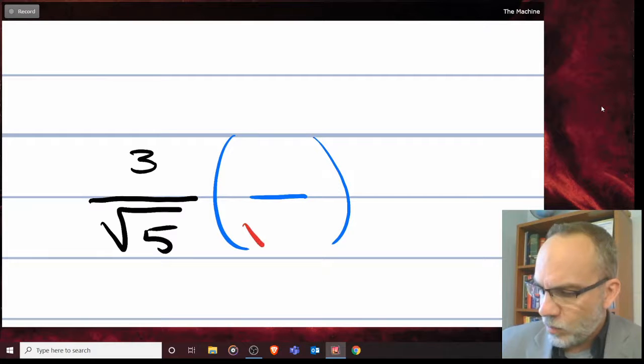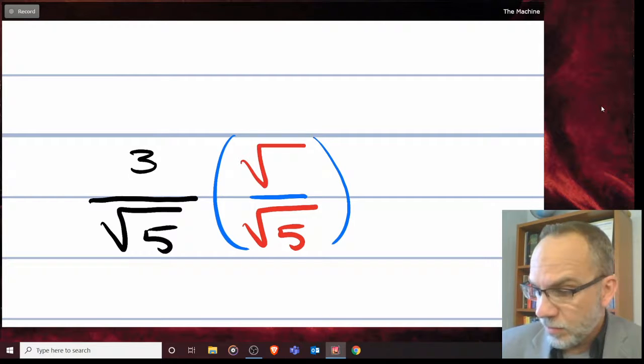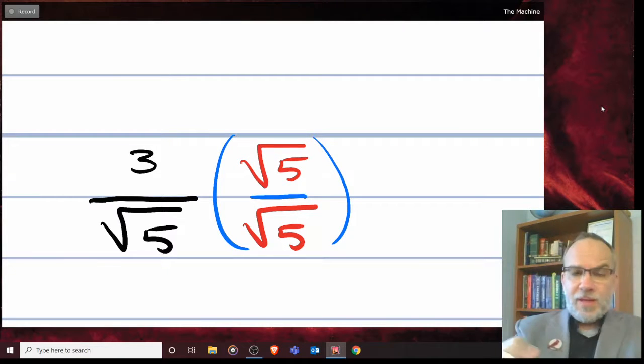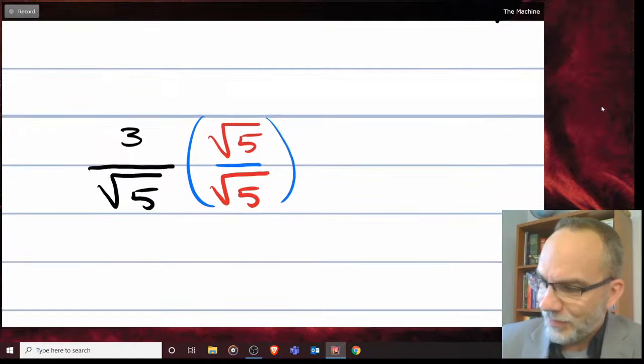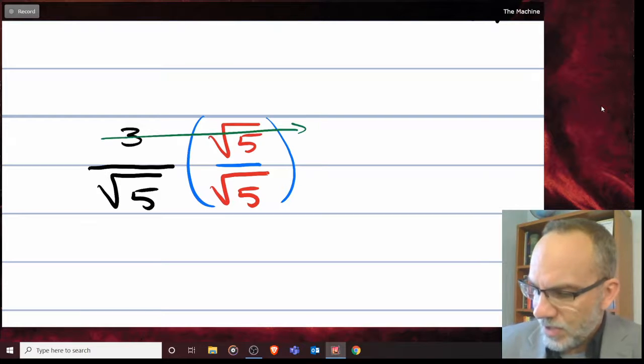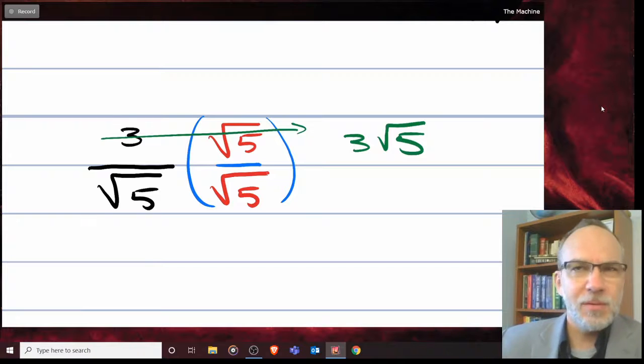How about the square root of another 5 on the bottom? And then, of course, I have to multiply by the square root of 5 on the top because the overall value of that fraction has to be 1. Now watch what happens. The numerator is not all that interesting. 3 times the square root of 5. They can't be combined to be 15 because it's not 5, it's the square root of 5.